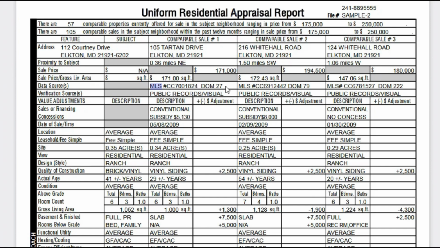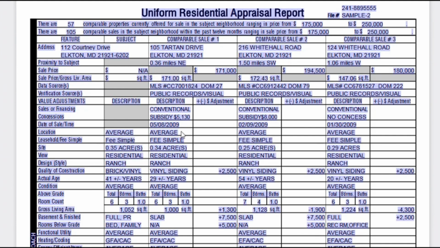And once they find it, then they get information on that property from MLS. It's like each property has its own page, right? So then they say, okay, this one sold for 171, and these are sales. And then you have to type in the same description for these things. So this was the date of sale, right? And then how does this location compare to the subject?